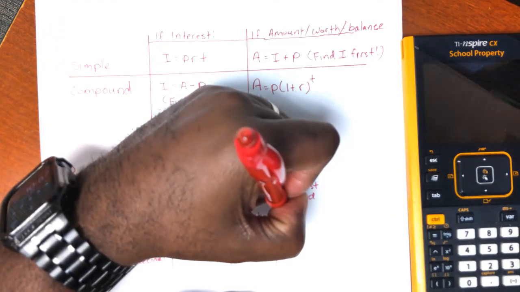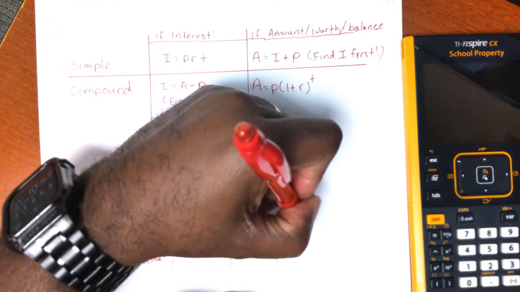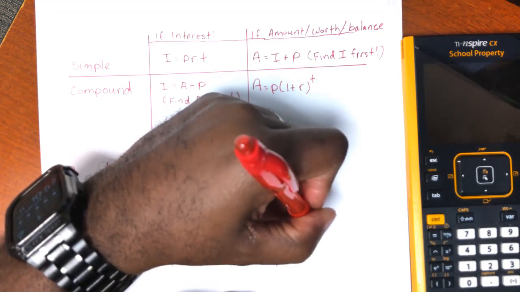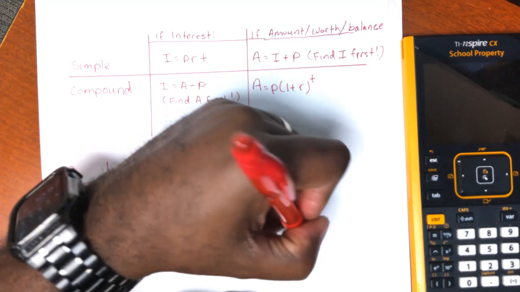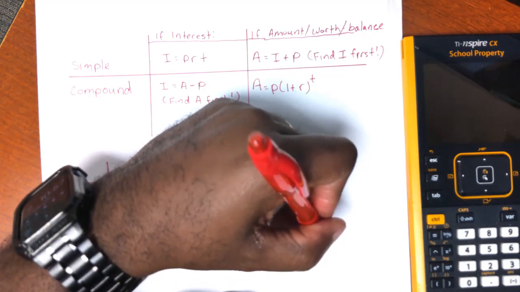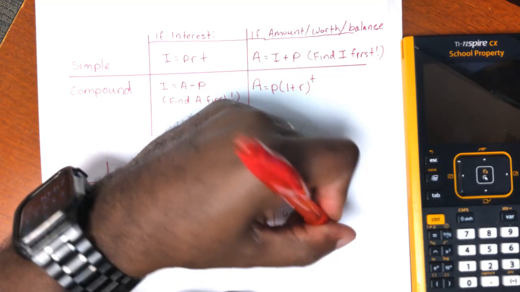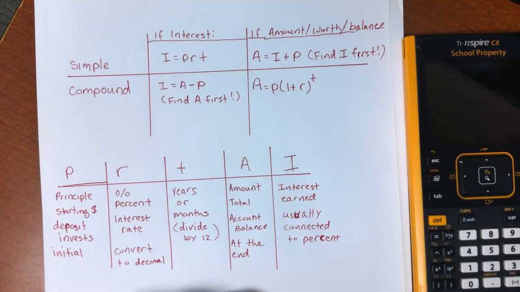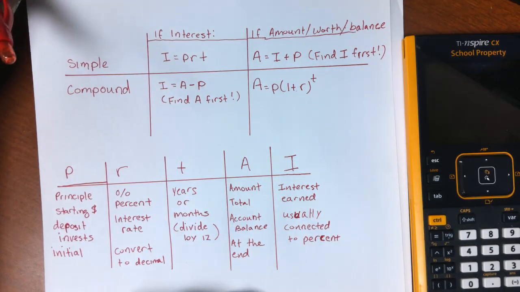Usually connected to percent or interest rate. What I mean by that is they will say, oh, he earned $400 at 6%. That's going to be your interest earned. So if they were to give you I and they're asking you to solve for R, or solve for a different variable, that would be a hint, right?